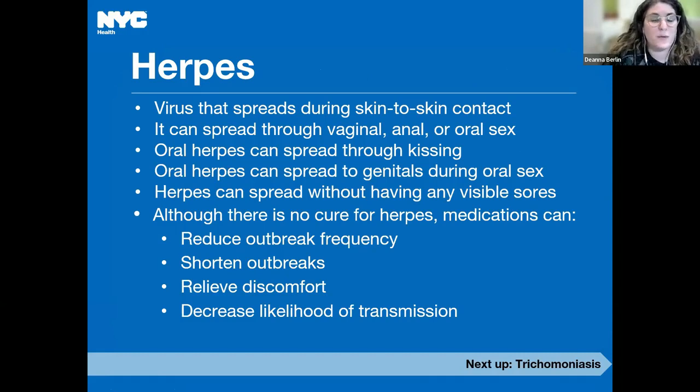And herpes can spread without someone having visible sores. It's called asymptomatic shedding. So there doesn't have to be an outbreak on someone's mouth or genitals for it to be spread. There's no cure for herpes, but there are medications that help reduce the outbreak frequency, shorten the outbreaks, relieve discomfort, and just decrease the likelihood of transmission or spreading herpes.